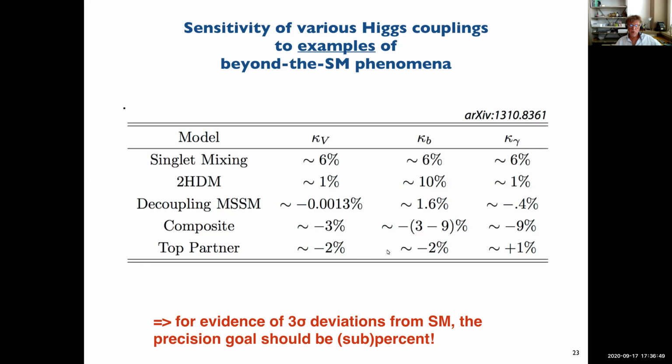So you see, we're talking about the percent level. There are exceptions. Here deviations can be large, like 10%. Here deviations are very, very small. But typically for interesting models, we are talking about the percent. So that means that if we want to have evidence for 3 sigma deviations from the standard model, we must have a precision goal below the percent level.